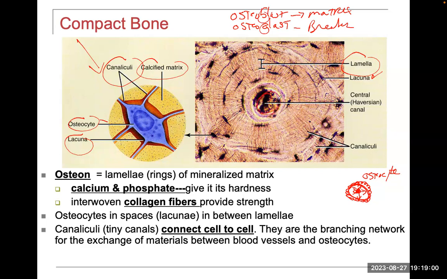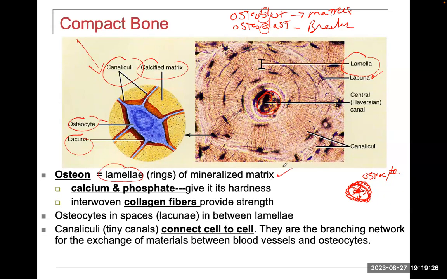In that center right there, that's the central canal or the Haversian canal. That's where the blood vessels, the arteries, the veins, and the nerves are. And again, here's the lacunae, which is here. That's where the osteocyte sits. And you have those canaliculi traveling through there. Okay, so the osteon is made up of those concentric rings called lamellae.